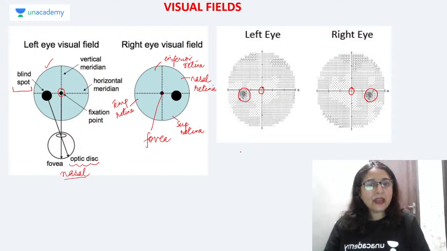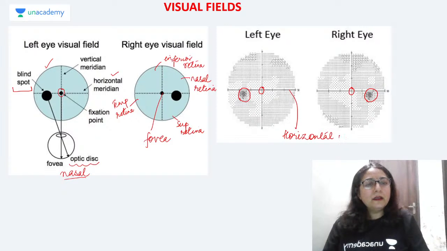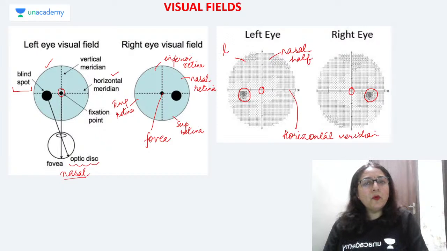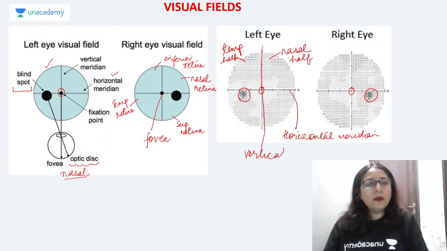When we are describing visual field abnormalities, we can divide them by whether they are present in the superior half of the field or the inferior half of the field, which is divided by the horizontal meridian. This will be your horizontal meridian. Or we can define the visual field defect as whether it is involving the nasal half of the visual field or the temporal half of the visual field, which is separated by the vertical meridian.